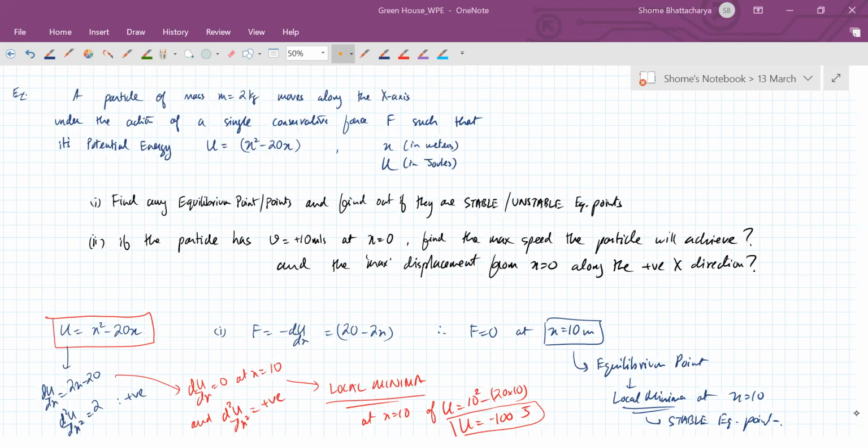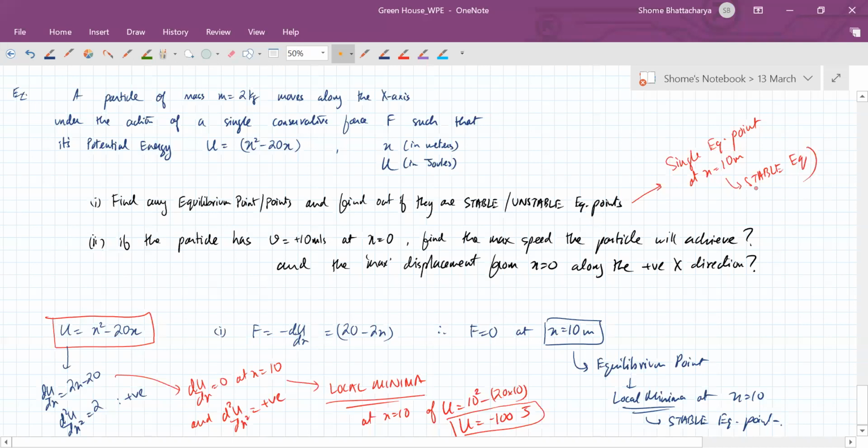Okay, so the first part's answer becomes: there is a single equilibrium point at x equal to 10 meters, and that is a stable equilibrium point. So there is no unstable equilibrium point. There's only one single equilibrium point, which is a stable equilibrium point.